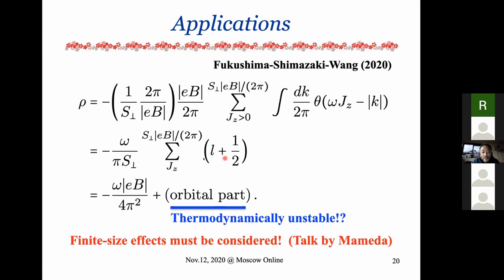But you see this L part is actually problematic, because Jz runs up to the maximum value proportional to S, the system volume. And if you have such a term, this is proportional to S squared. So this orbital part is actually proportional to S. Right, and so this is divergent for an infinitely large system. So this is thermodynamically unstable. What is the origin of such unphysical divergent contribution? That is, of course, the absence of the boundary. You should put this system into a finite box. So the finite size effect is really crucial. Otherwise, you get such unphysical divergence associated with the system volume.